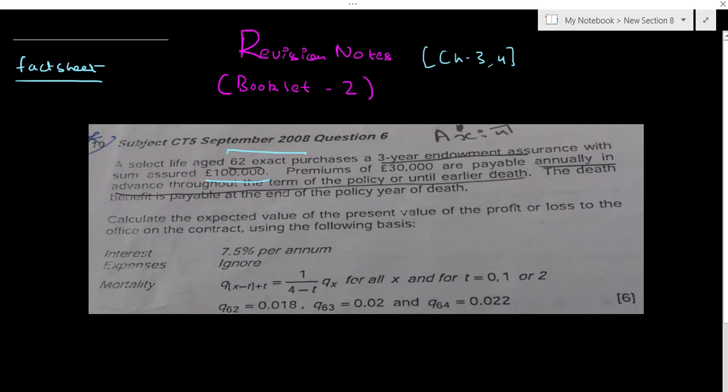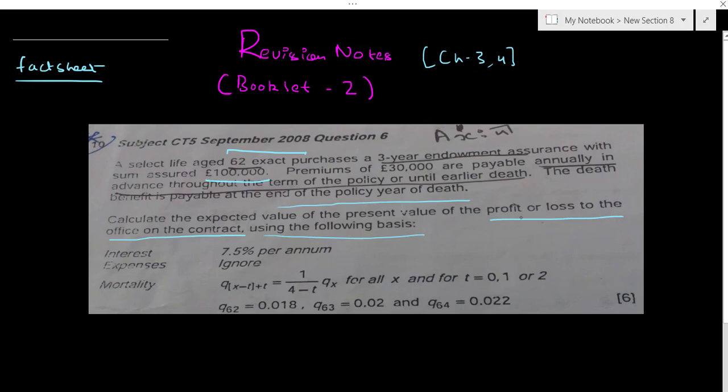So we have these premiums that are payable in advance for 3 years at the beginning of these periods, and obviously it would be a temporary annuity due because they are payable throughout the policy term or until earlier death. The death benefit is payable at the end of the policy year of death. Calculate the EPV of profit or loss to the office on the contract using the following basis. So we need to calculate the expected present value of the insurer's profit or loss.